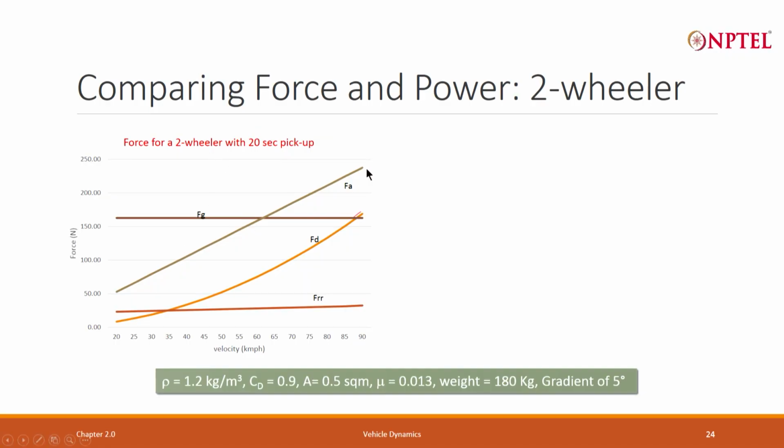The other major force is the force due to acceleration. Now, this depends on how much you want to accelerate. Here I have assumed that in 20 seconds you want to get to the maximum speed, which for a two-wheeler we took as a 20-second pickup time up to 50 kilometers per hour. And you see the acceleration force keeps on increasing depending on the end velocity. If it is 50 kilometers per hour, the force is like this. If you want to get to 90 kilometers per hour in 20 seconds, the force can become very, very large.